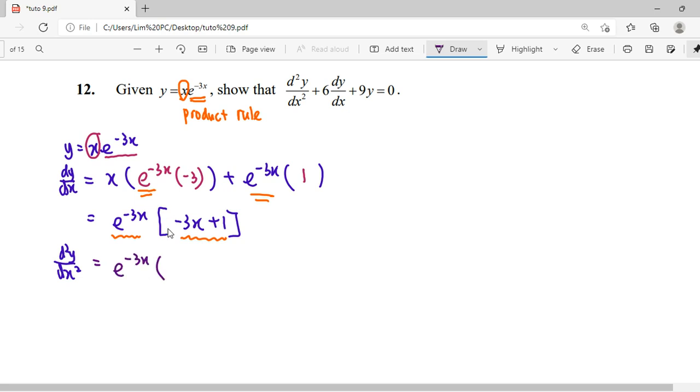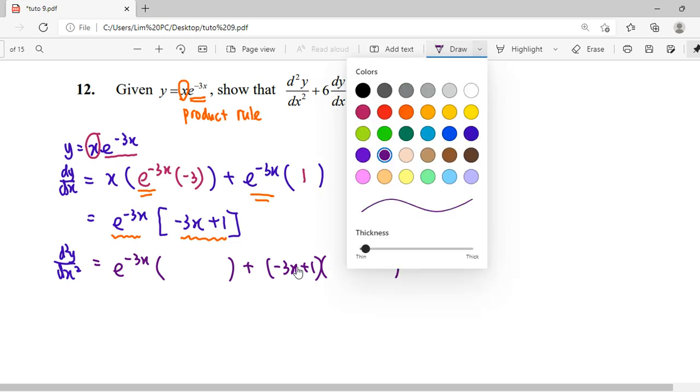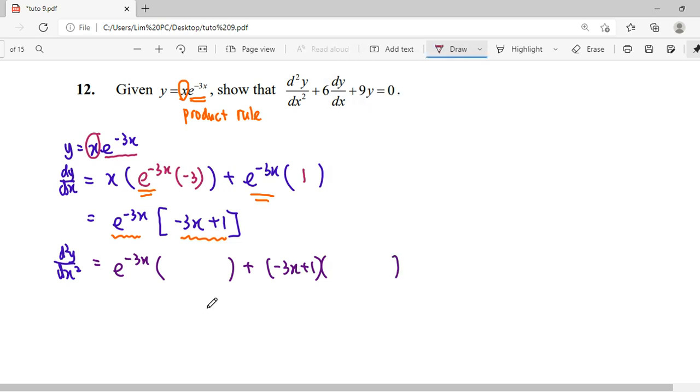Copy the front, differentiate the back. Then copy the back, make sure you put brackets because it has two terms here. Put brackets, copy the back, differentiate the front. So copy the front, differentiate the back. Differentiating negative 3x, the coefficient is negative 3, we get negative 3. Differentiating the constant here, plus 0. So negative 3 only. Then you differentiate the front, the exponential. So we repeat again, the rule of exponential is copy the question, differentiate the power.